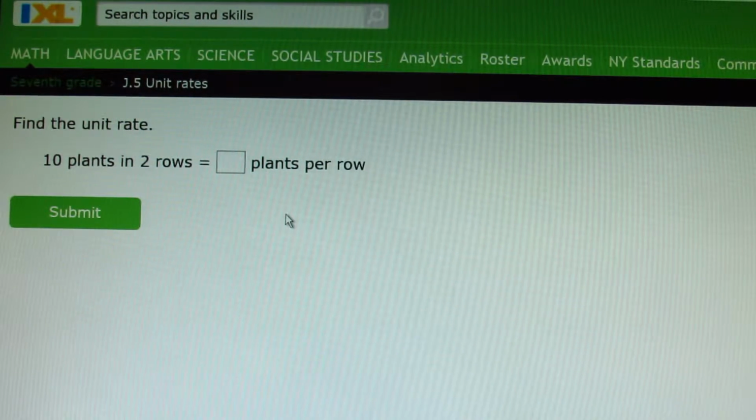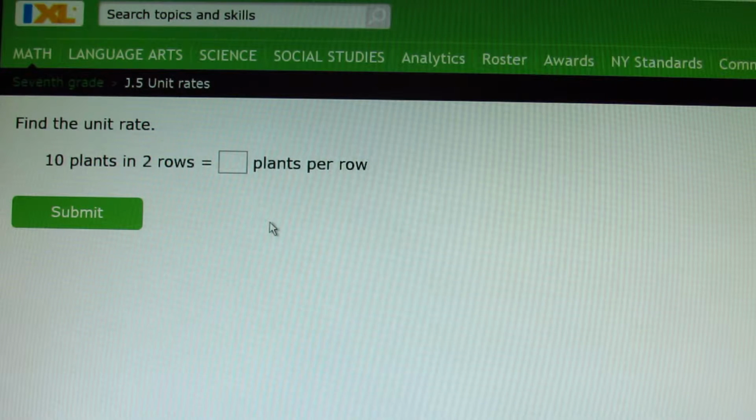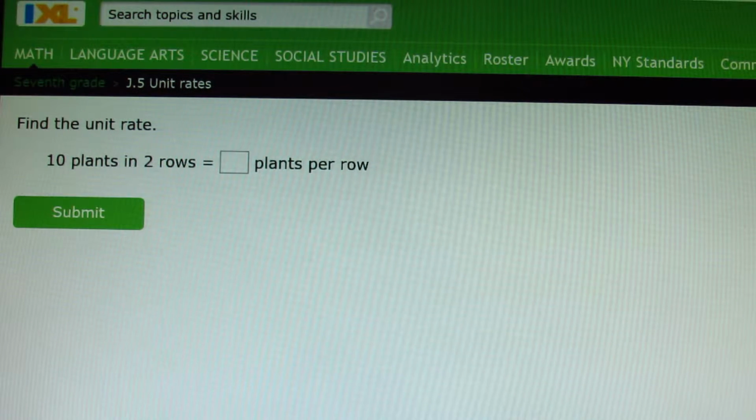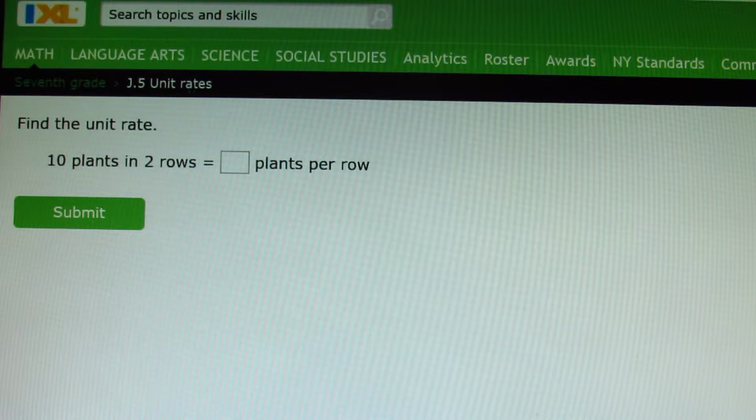I'm going over the 3 IXLs that I want you to do for this unit, so pay attention and feel free to watch the videos again if you still struggle with these. Alright, this is J9. It's called unit rate.